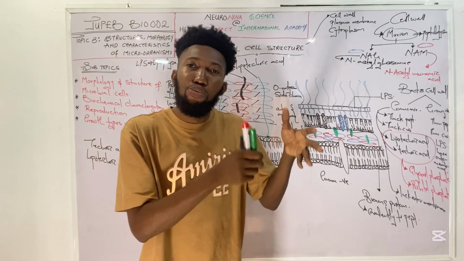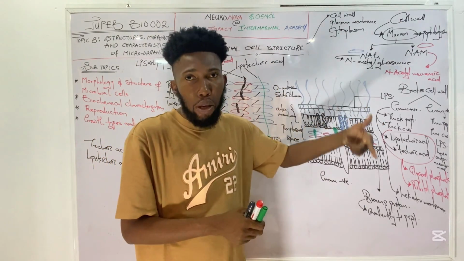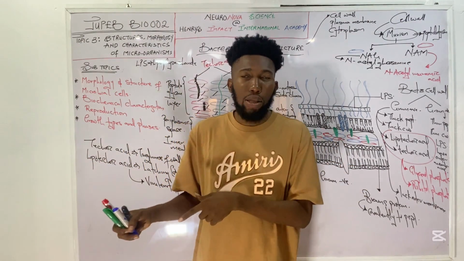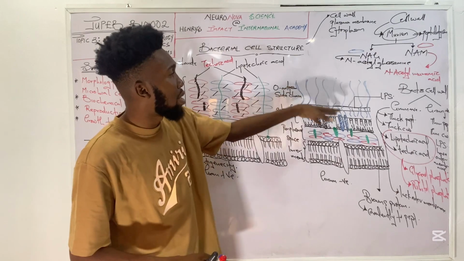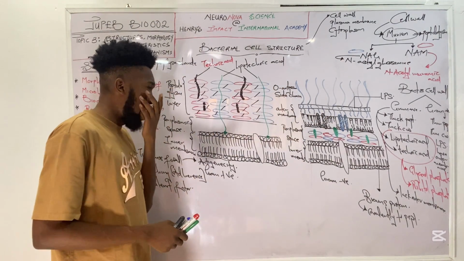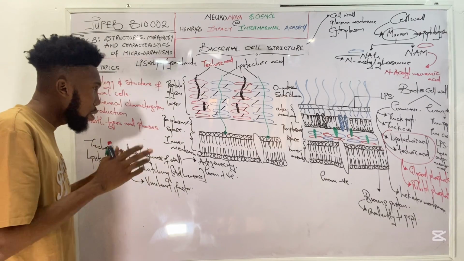The particular antigen expression you find on the flagella is the H antigen. The one you find on the capsules is the K antigen, while the one you find in the cell wall is the O antigen side chain. So just keep that in mind. All right, very good.